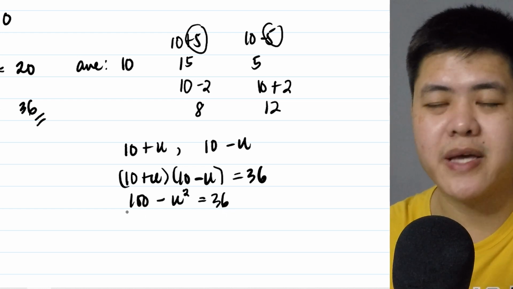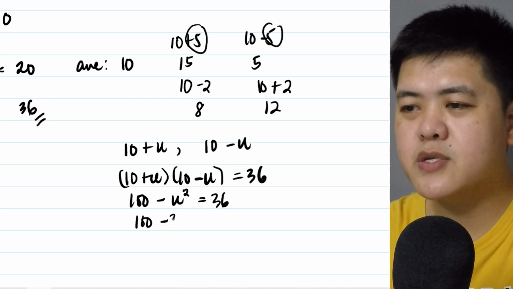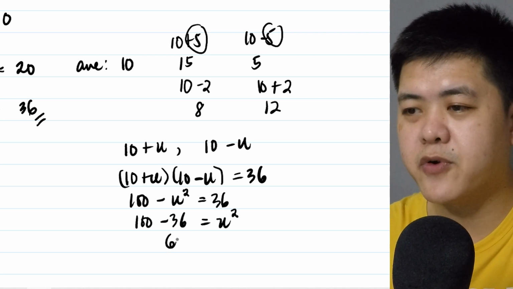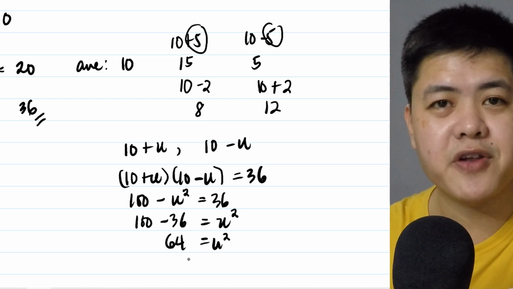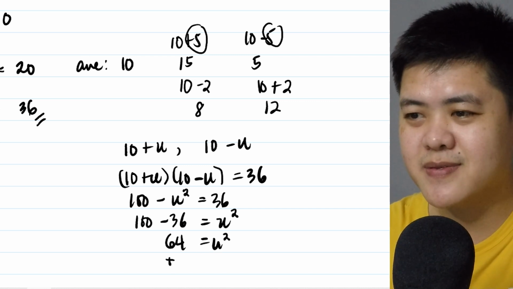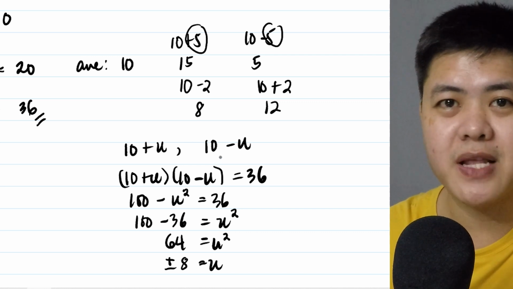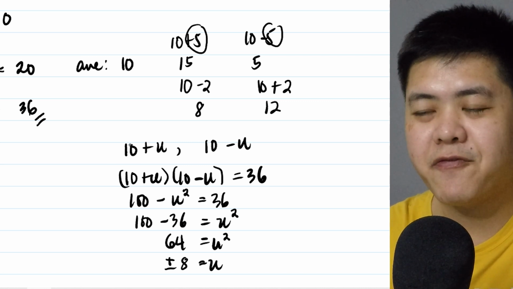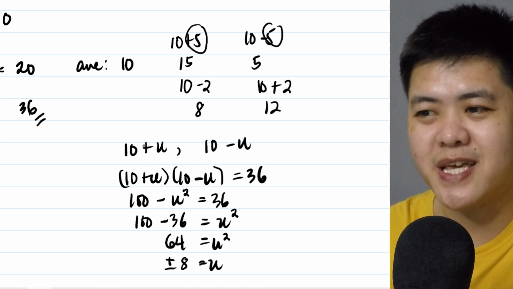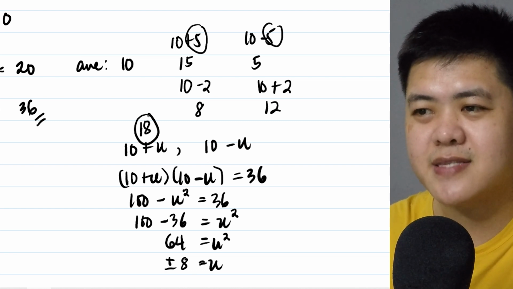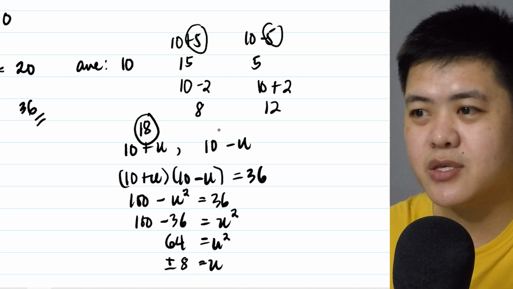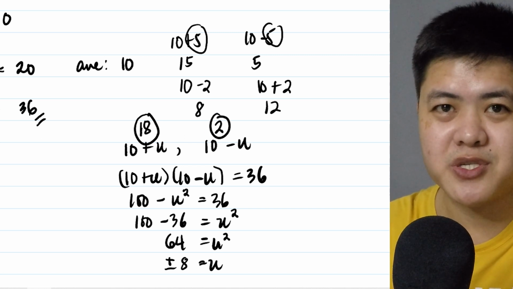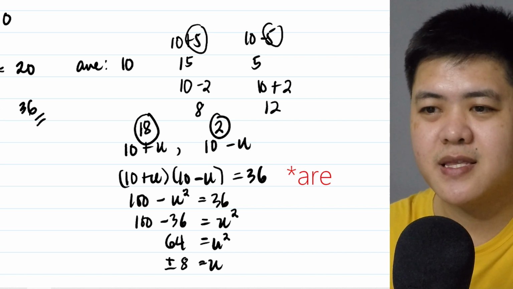So, in this case, we will get 100 minus 36 is equal to u squared. And 100 minus 36, that is 64, equals u squared. And therefore, the value of u is plus or minus 8. So, okay lang na yung positive na lang yung gamitin natin. So, since u is equal to 8, then our first root is 10 plus u, which is 18. And the second one is 10 minus u. U is 8. 10 minus 8, that's 2. So therefore, the roots of this quadratic equation are 18 and 2.